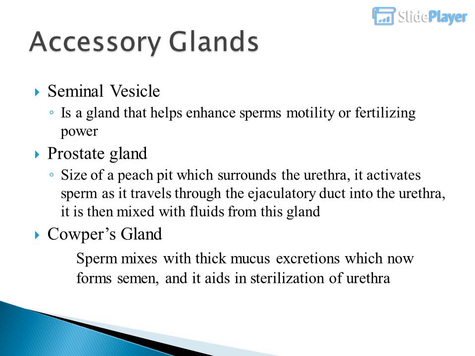Prostate gland: the size of a peach pit, which surrounds the urethra. It activates sperm as it travels through the ejaculatory duct into the urethra. It is then mixed with fluids from this gland. Cowper's gland: sperm mixes with thick mucus excretions which now form semen, and it aids in sterilization of the urethra. Cowper's gland is the size of a pea. The excretions neutralize acids that may have been left in the urethra from urine.